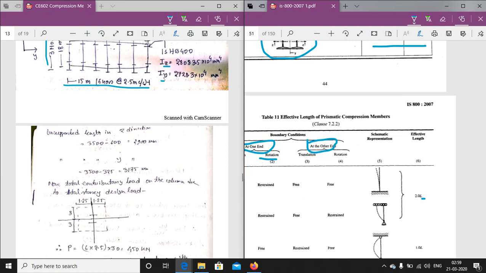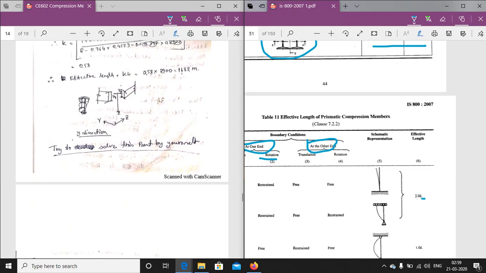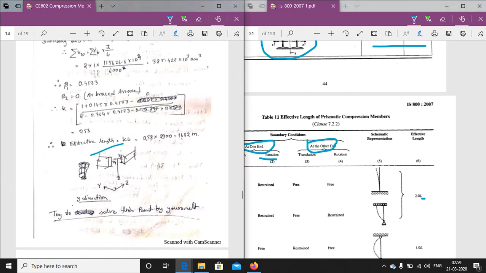Now if we consider this picture, if this is the column, a beam is connecting in this direction and another beam is connected in this direction. This is the Y direction, this is the Z direction.